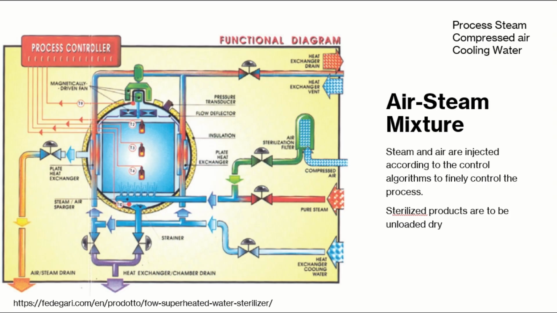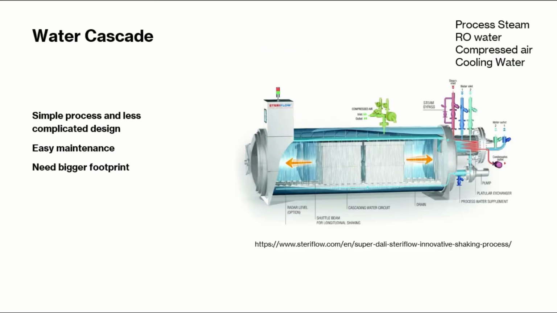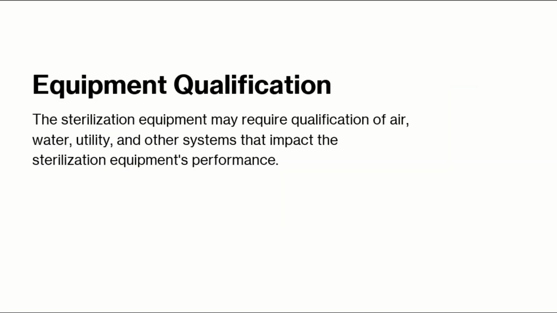Then we spoke about different kinds of technologies available, which use air and steam, which use water spray, and again with superheated water we have a spray technology and a cascade technology. We talked about the merits and demerits of these technologies. Then we talked about the utilities you need to qualify as a part of this process.